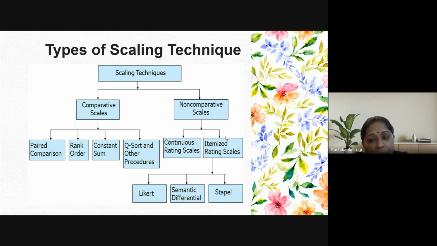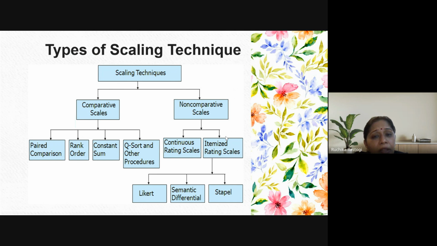Once we understand all those scaling techniques, we will have some hands-on practice. We will discuss some examples where you yourselves will tell me which scaling technique is being used and why. So we will be starting this.